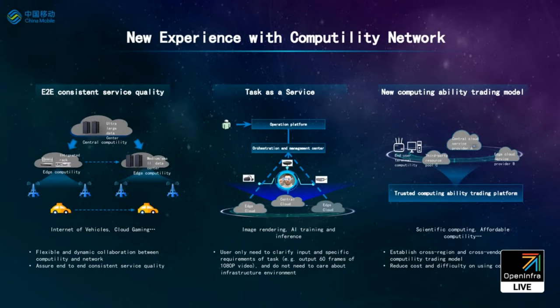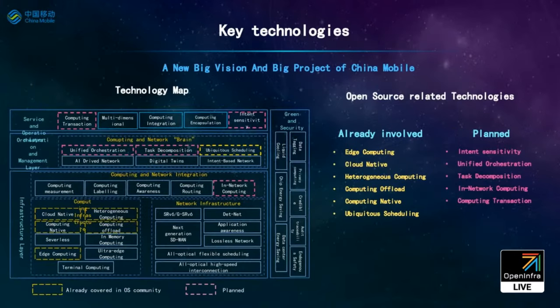So next slide, please. Yeah, so this is a CFN technology map. We are trying to allocate all the related technologies into the three layers of the architecture. And some of them, we have already given them some new names.